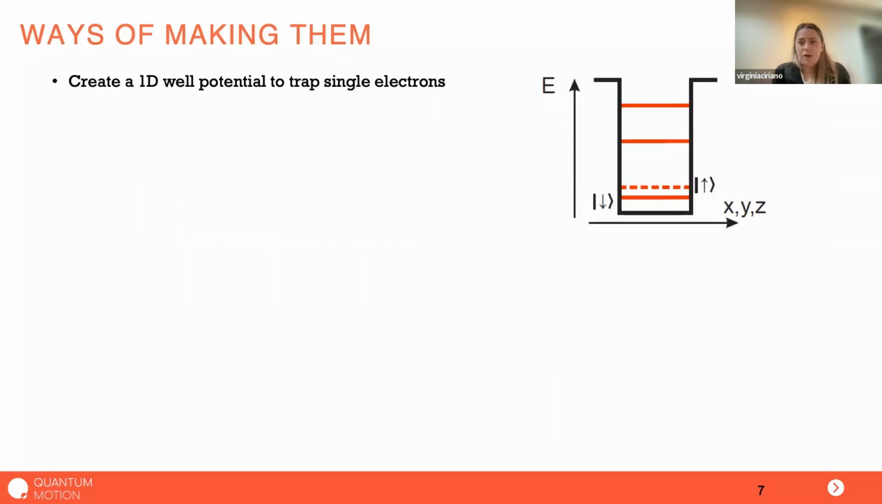So how do you make a spin qubit? First, you need to trap an electron, and to do so, you would create an electrical quantum well, like a zero-dimensional quantum well. Why do you want to trap the electron? To avoid phonon noise, which is the main source of decoherence.